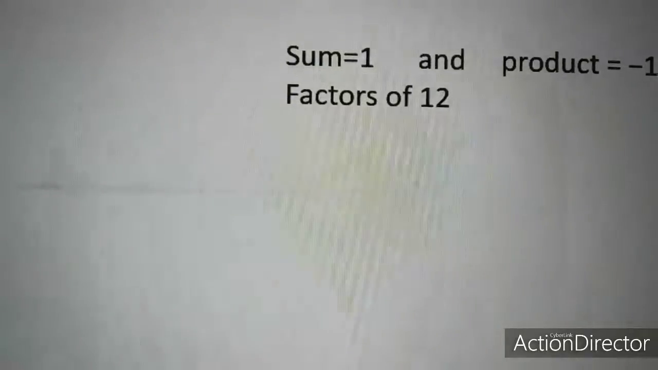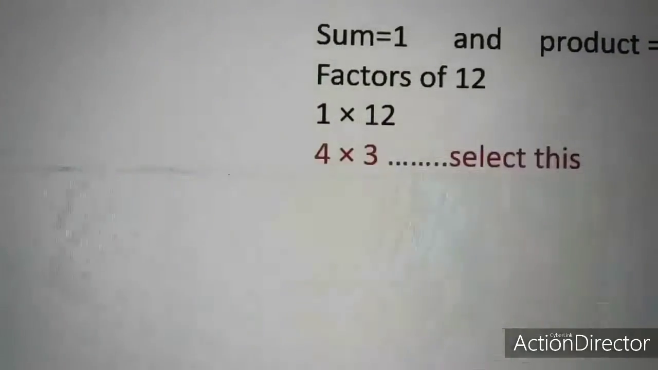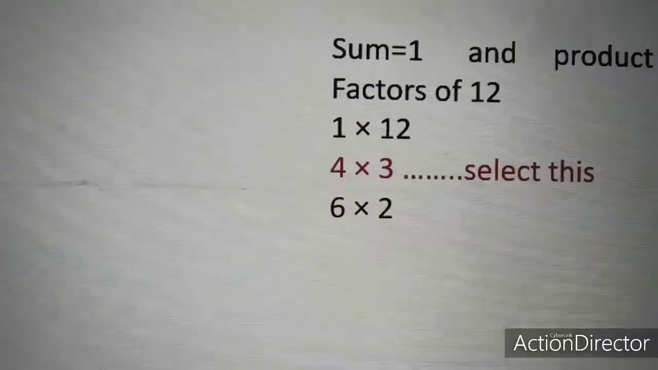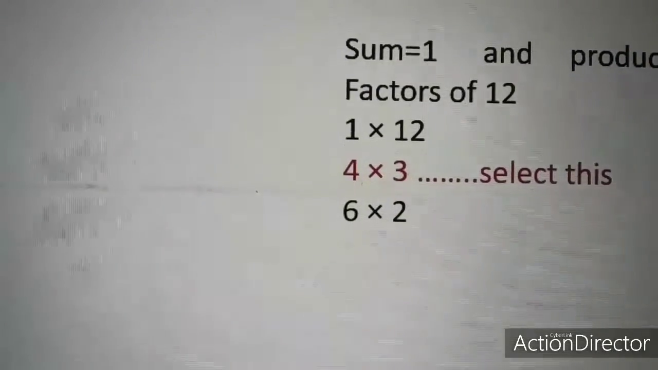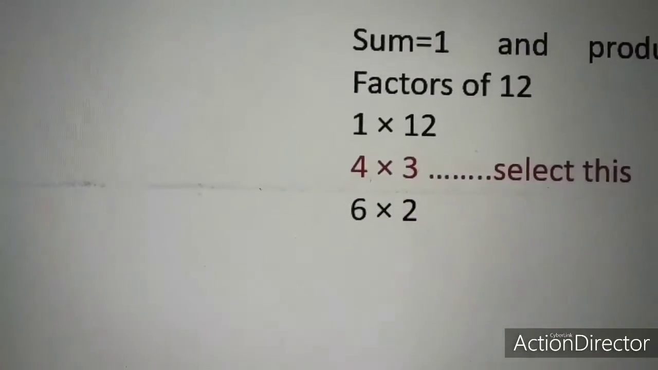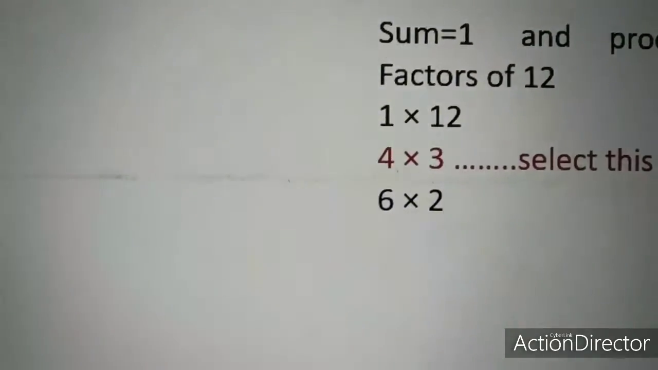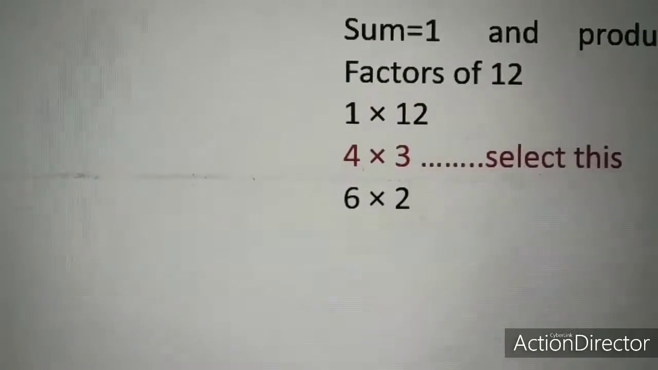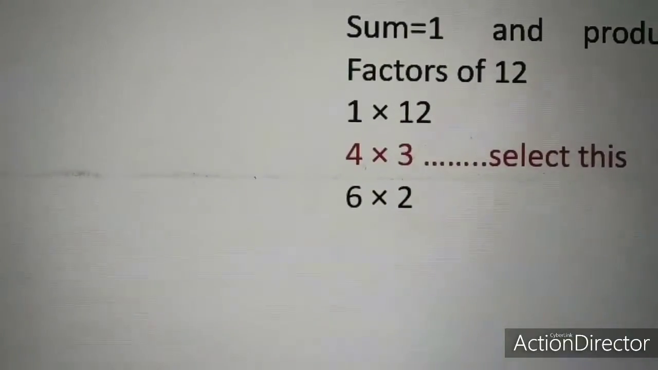So factors of 12 are 1 into 12, second one 4 into 3, and the third one 6 into 2. Here we have to choose the factors in such a way we are getting the sum as minus 1. 12 plus 1 is 13 and 12 minus 1 is 11. So we are not going to take this factor. Second one, 4 plus 3 is 7 but 4 minus 3 is equal to 1. So let us select this factor.